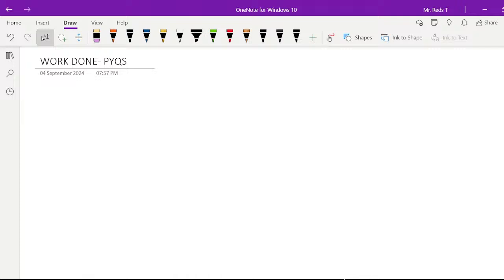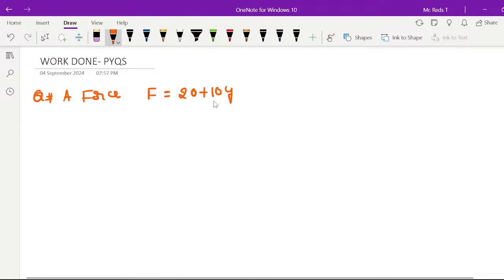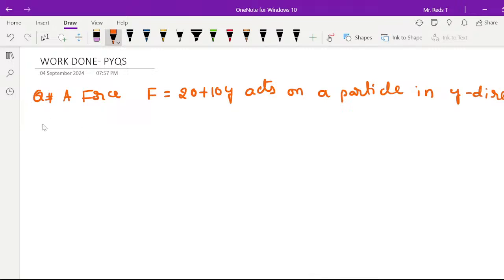So the question is, write down the question quickly once. A force F is equal to 20 plus 10y acts on a particle in y direction, where F is in Newton and y is in meter.